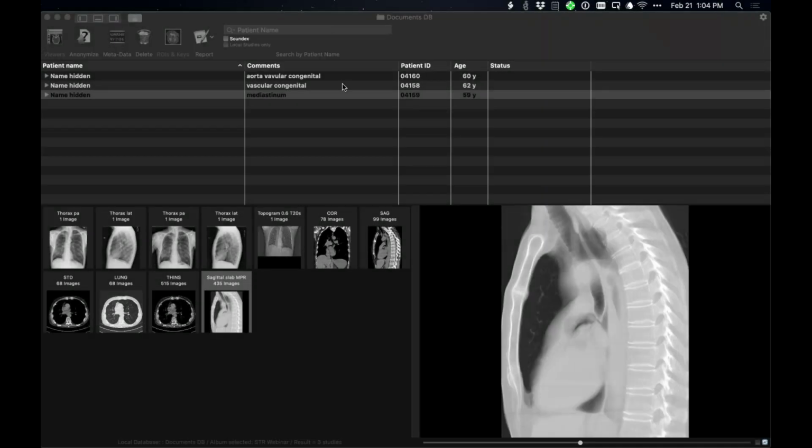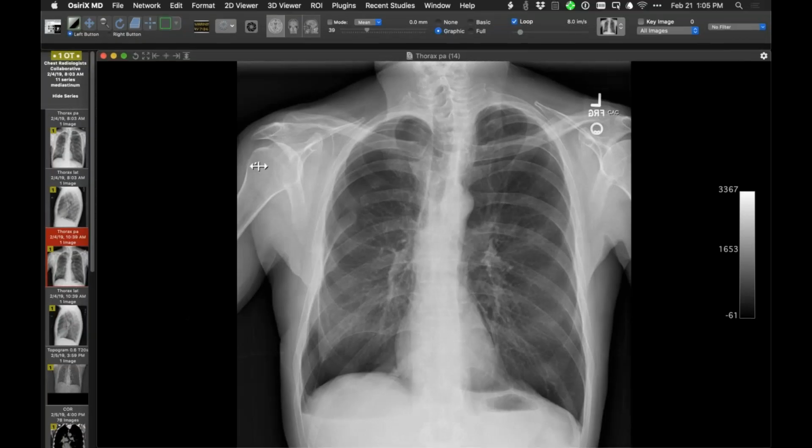All right. Here is the first case. I'll put up the frontal and lateral projection alongside each other.